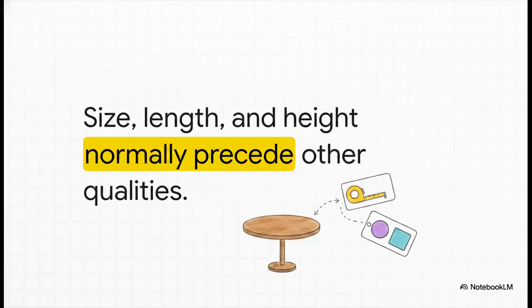That central zone, Zone 2, can get super crowded. So here's a massive rule of thumb for your advanced students. Within the central zone, size, length, and height normally precede other non-derived qualities. This is exactly why we naturally say a small, round table and not a round, small table.